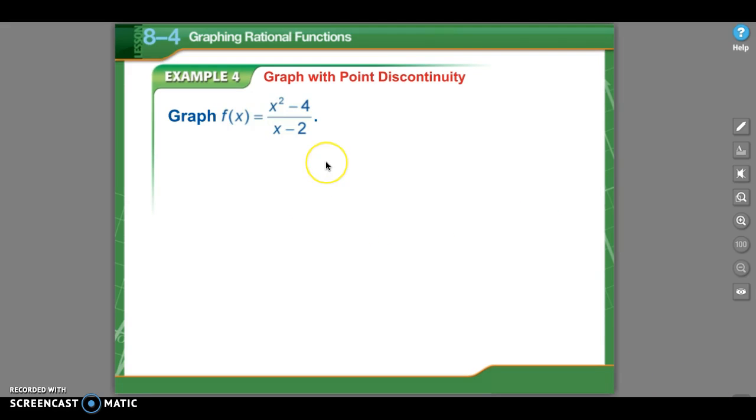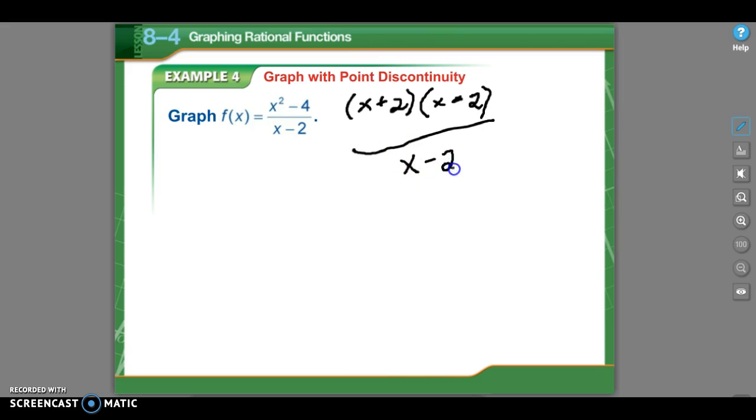So let's look at an example where we have a discontinuity point. We have the function x squared minus 4 divided by x minus 2. And hopefully right off the bat you can recognize that this numerator is a difference of squares. It comes out to be x plus 2 times x minus 2. So if we write the numerator in the factored form over x minus 2, you can see that the numerator and the denominator both have the x minus 2 factor.